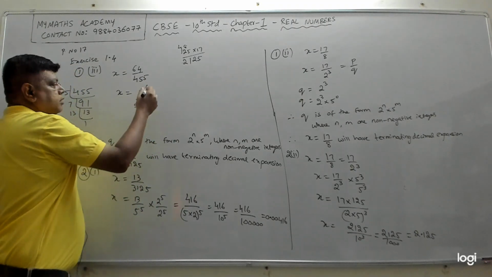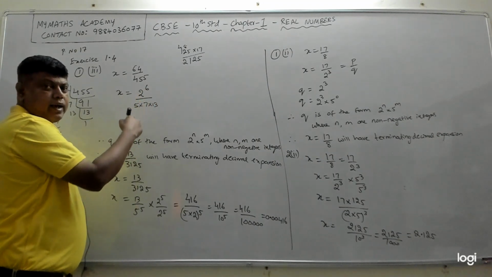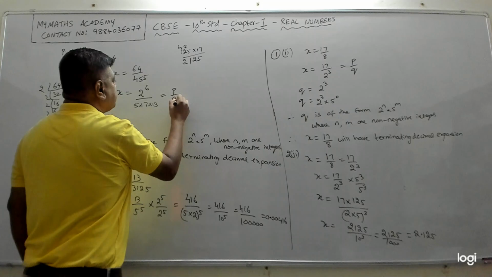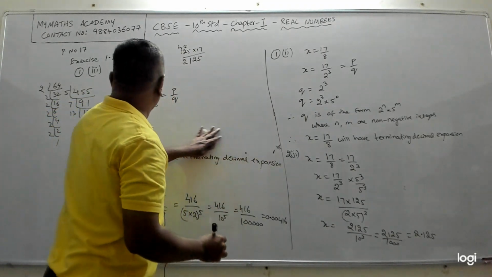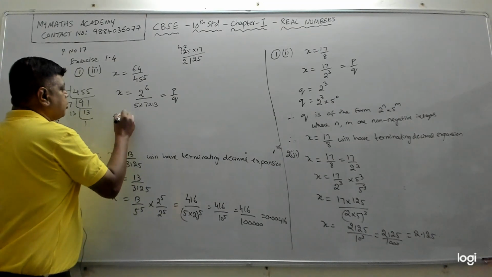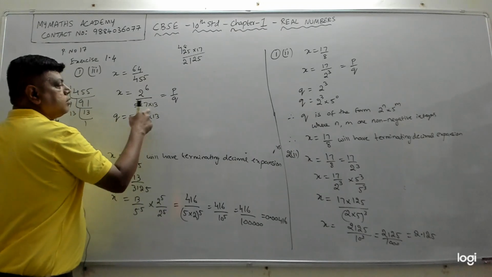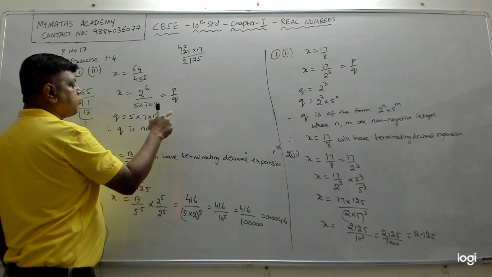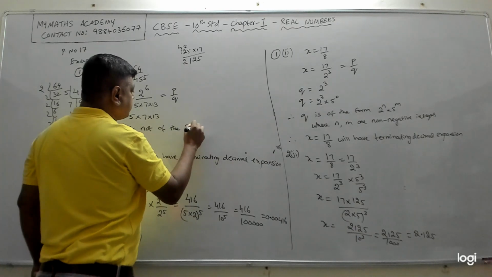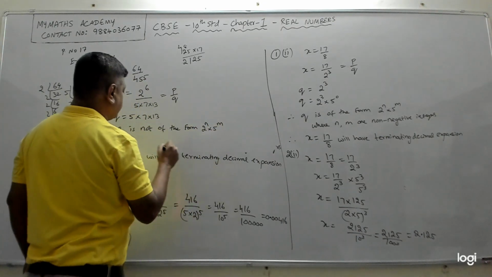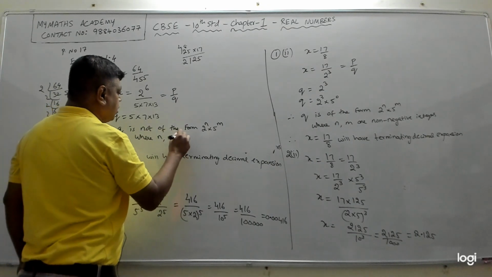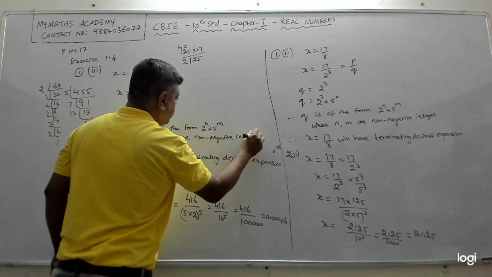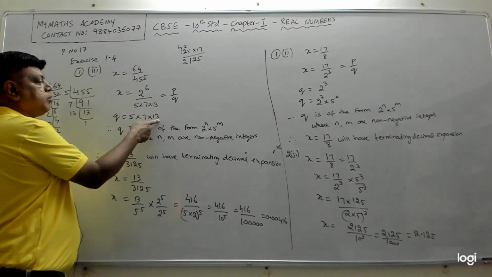Now can we simplify anything? Is anything getting cancelled? No, the numerator has only 2s, there is no 2 in the denominator, so you cannot cancel. This is already in the simplified form. The moment you cannot cancel further, you should call this p by q. Now q is 5 into 7 into 13. Therefore q is not of the form 2 power n into 5 power m, where n, m are non-negative integers. Q is 5 into 7 into 13, but q should have only 2 and 5.